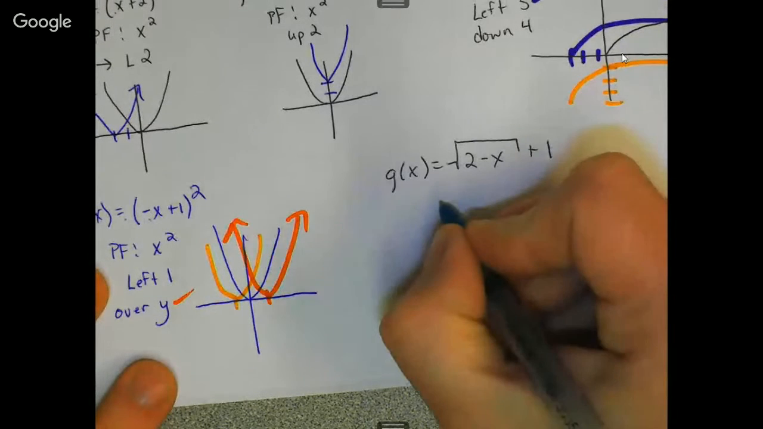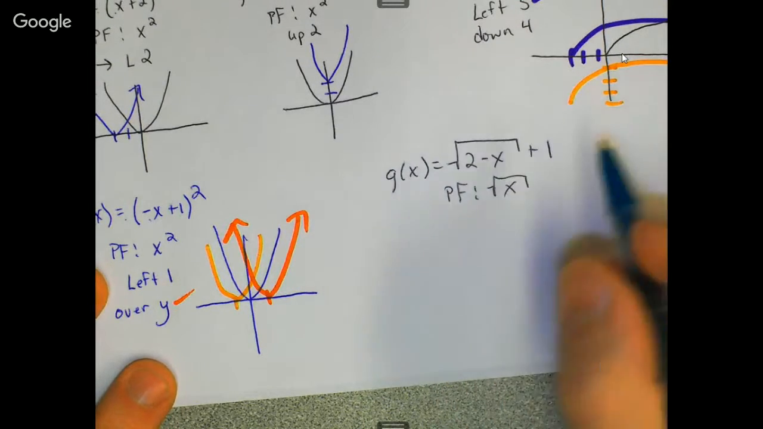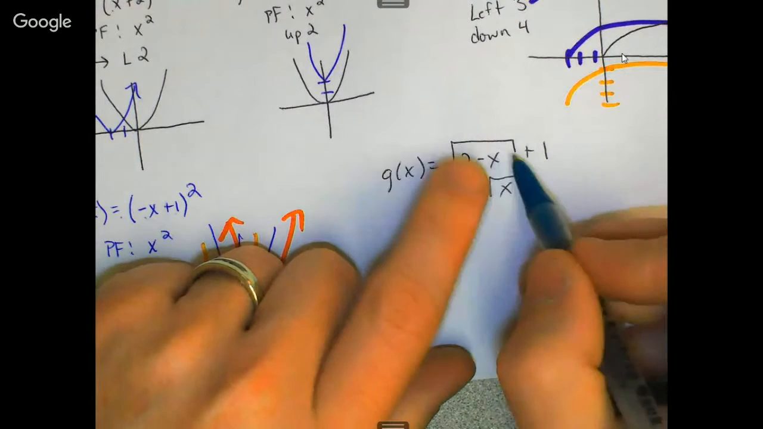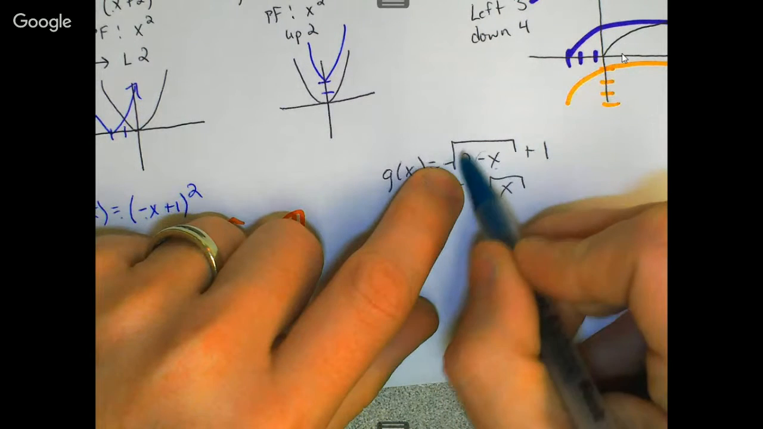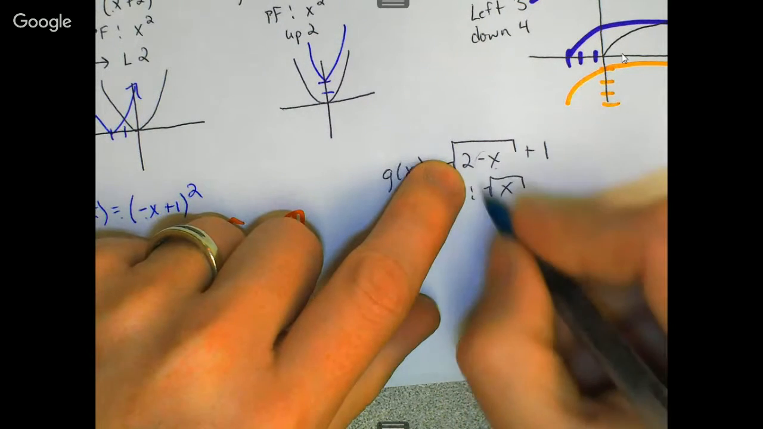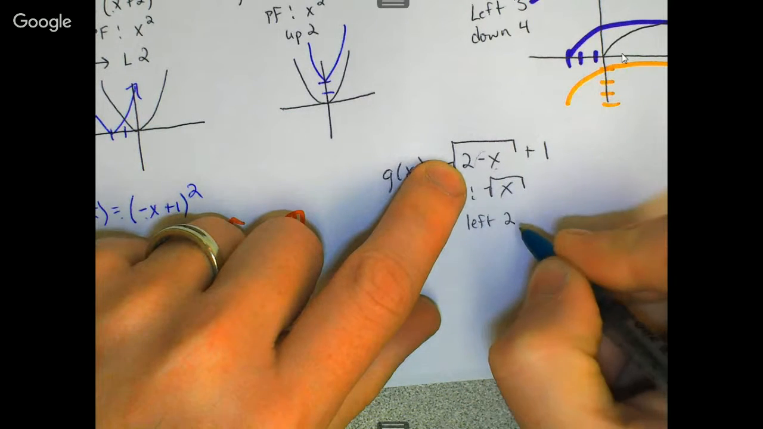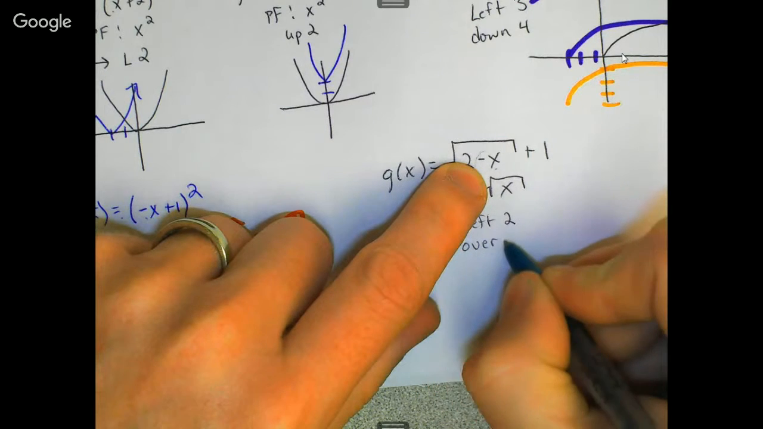Okay, so our parent function is the square root of x. So then we start in here. Notice that these are flip-flopped, and that's okay. We just have to know that b goes with x and h is all by itself. So that's a positive 2. So that's left 2. The negative x flips it over the y.